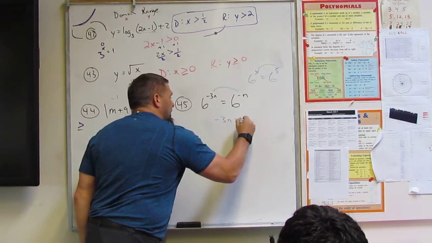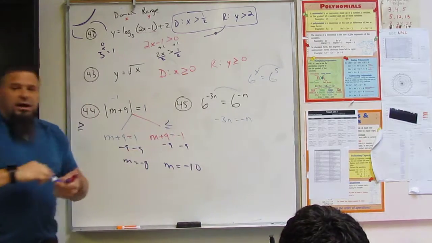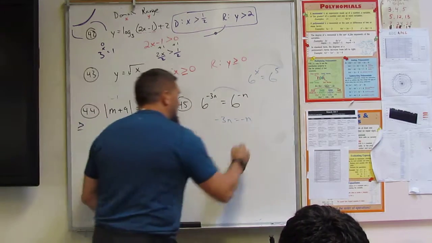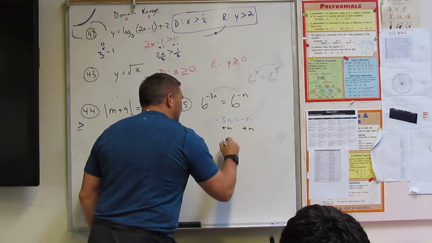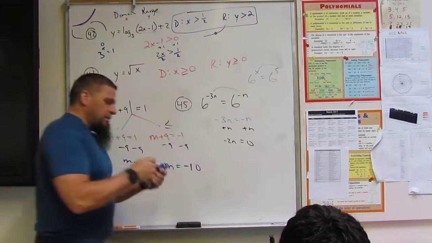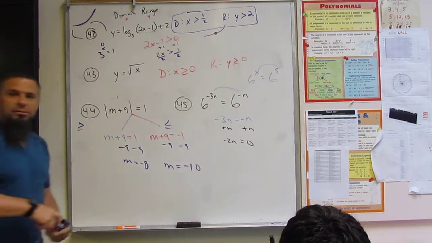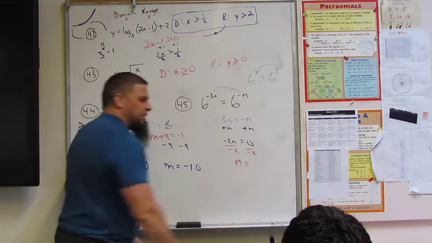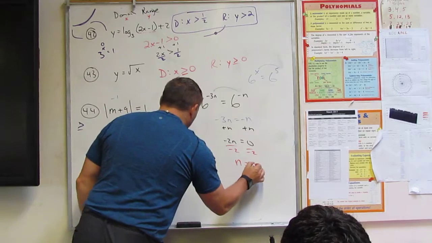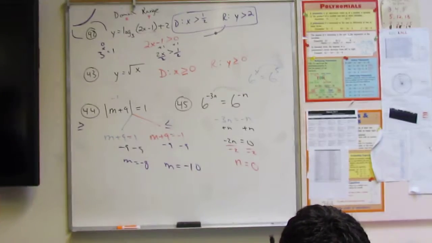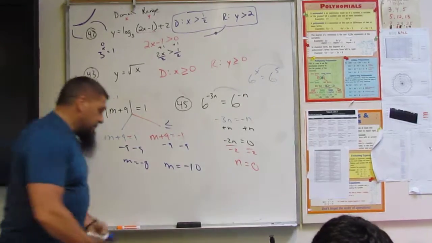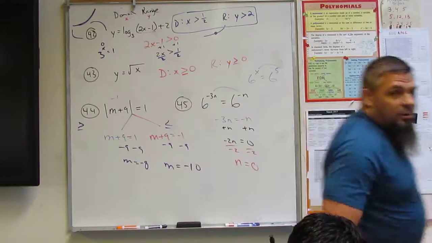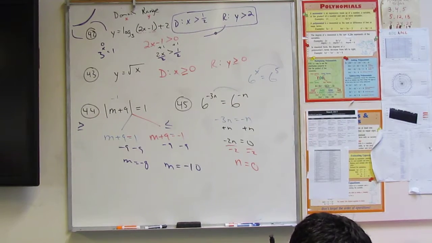Negative 3n equals negative n. So now I just add n to both sides. I get negative 2n is equal to 0. So what do we do? Divide by negative 2, divide by negative 2. n equals 0. Okay? And there you go. Pretty good? Yeah, see, you had me on that.